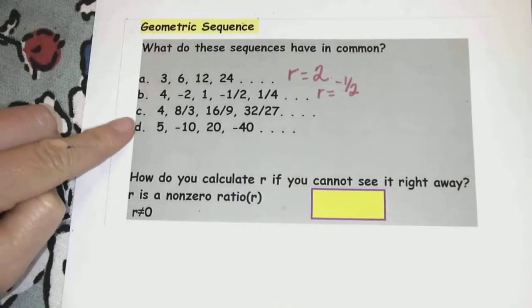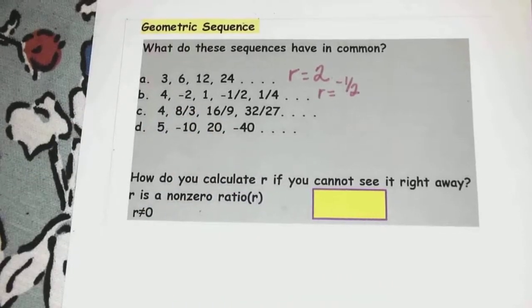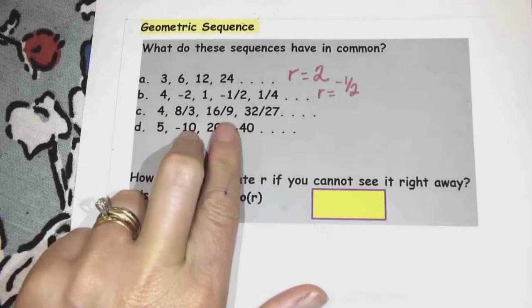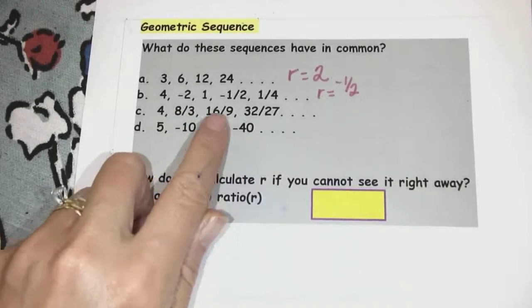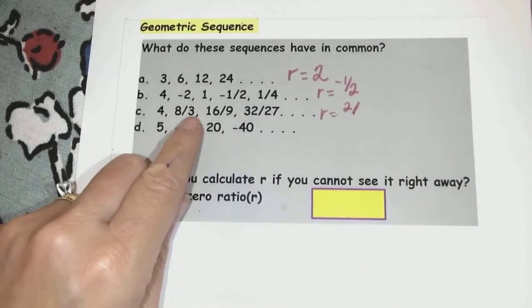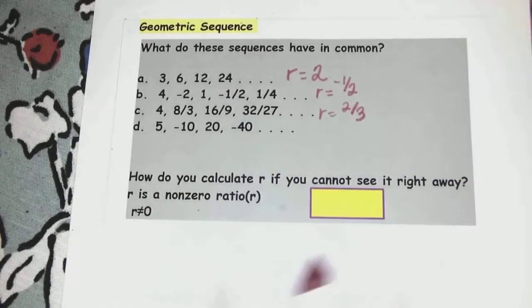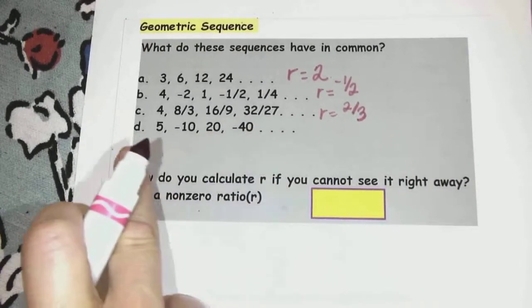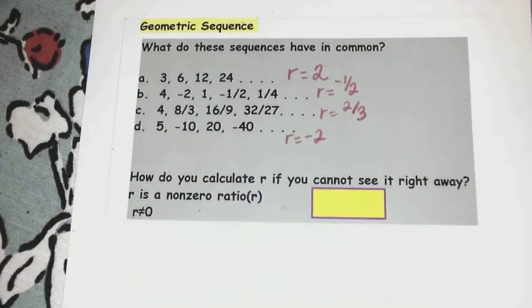The next one, letter C, 4 times what gives you 8/3? 8/3 times what gives you 16/9? Well, when I look at fractions, I just think, what do you multiply the numerator by to go from 8 to 16? That would be a 2. And what do you multiply the denominator by to get from 3 to 9 or 9 to 27? 3. Letter D, again, I'm seeing alternating signs, so I know my R value will be negative. In this case, it's -2. If you can see it, you have number sense with computation, great.